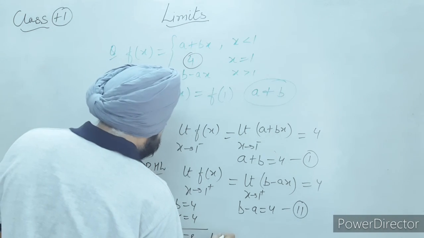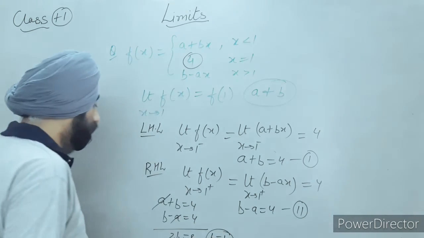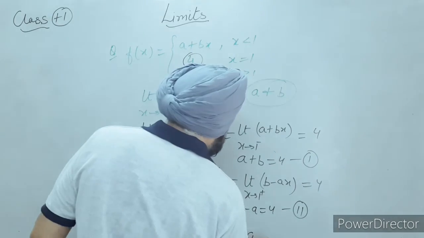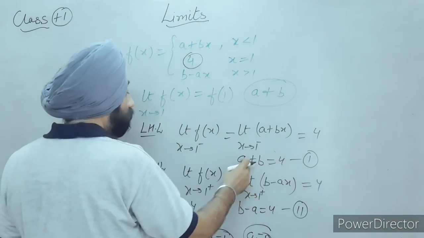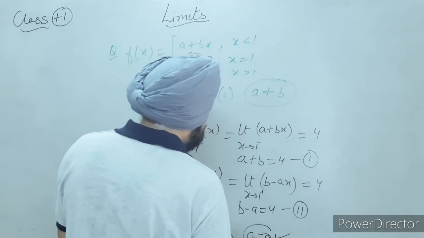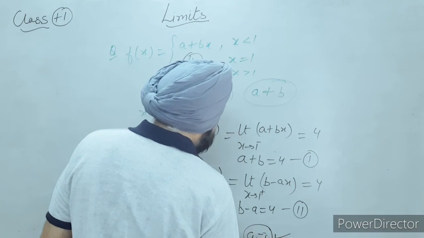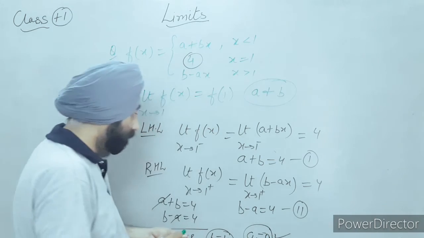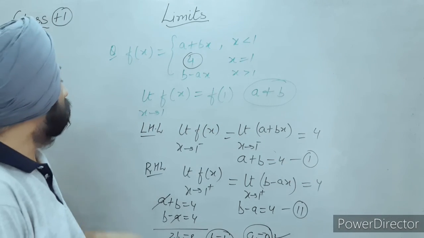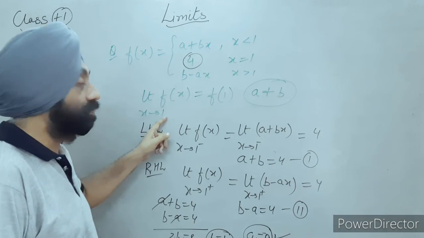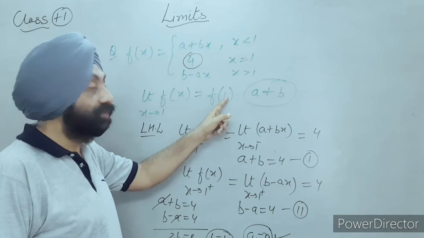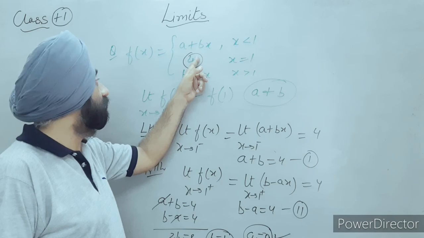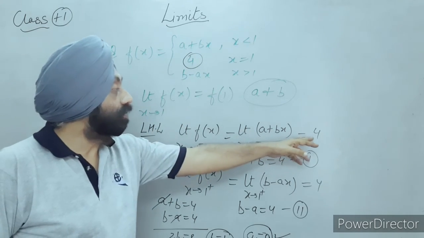So what value of b did we get? 4. b is 4, so my a will be 0. If I substitute over here, b is 4, 4 minus 4, a equals 0. This was required to find the values of a and b. Right? It was given that the limit of the function as x approaches 1 is equal to f of 1. f of 1 means the value of x is 1, so the value of the function is given as 4. I have written equal to 4.